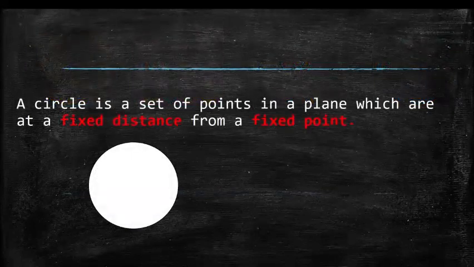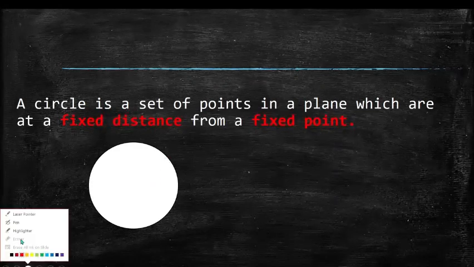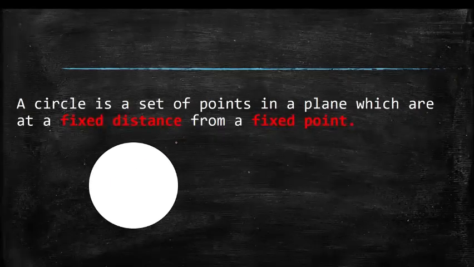Let us first understand the definition of a circle. A circle is a set of points. It is a set of lots of points in a plane which are at a fixed distance. Let us see a few points. I'm just making these few points. So I can say that it is a set of points. One thing we have got, and it is in a plane. These all points are in a plane. They are at a fixed distance from a fixed point.